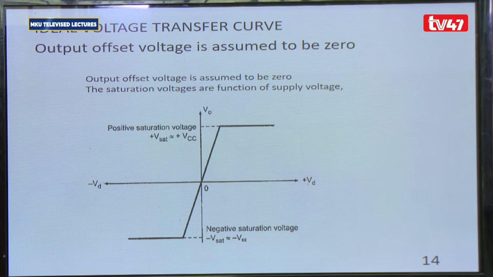So if, for example, VCC and VEE, the positive and the negative supply voltages, were 5 volts, and you apply increasing voltage to the inputs, then the output will change until it goes somewhere near the positive saturation and also the negative saturation voltage. If the signal is on the negative side, it goes to the negative saturation voltage; if it is on the positive side, it goes up to the positive saturation voltage. So that is the ideal voltage transfer curve of the operational amplifier.